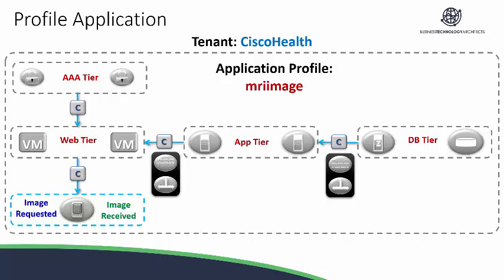So here's another example under the tenant Cisco Health. Network services are provided as service graphs called by the contracts between the EPGs. You can see that the contract between the web and app tier and the contract between the app and the database tier have firewall inspection and have load balancers as well. Those are provided as service graphs, which are then integrated with the contracts to allow that traffic to flow between those endpoints.